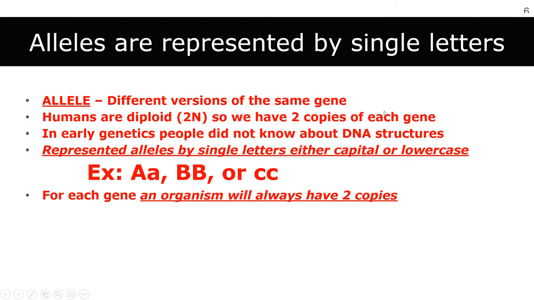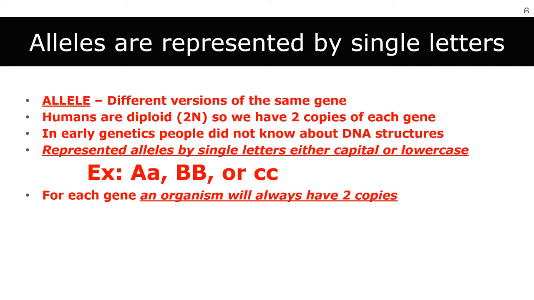So we've been talking about alleles, and again, an allele is just a different version of the same gene. It might vary in just one or two bases, and humans are diploid, so by default, we all have two copies of each gene. In early genetics, people didn't know the first thing about DNA structures. They didn't know anything about A's, G's, T's, and C's. They were just following traits. So when they were doing this early research, they represented alleles by single letters that were either capital or lowercase. We'll talk about what that means in a little while.